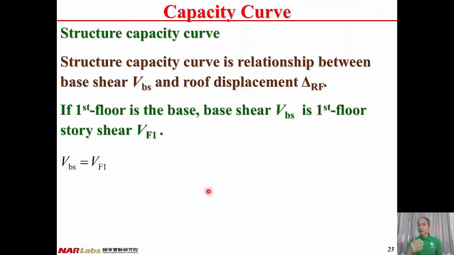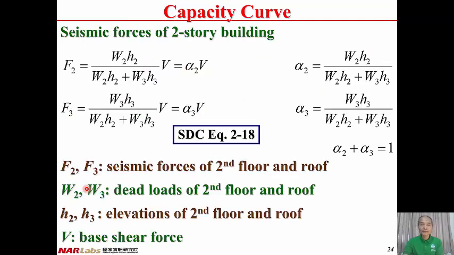Then we move to the third stage. That's we would like to find out the capacity curve in the structure level. And structural capacity curve is the relationship between base shear and roof displacement delta RF. If the first story is the base, then the base shear VBS is the first floor story shear VF1. Then we have VBS equal to VF1. And here we take a two-story building as an example.